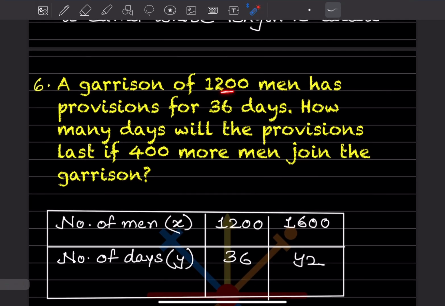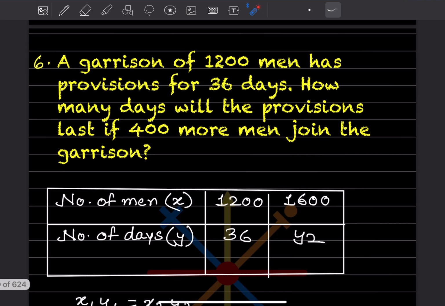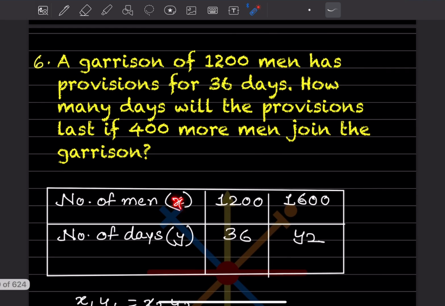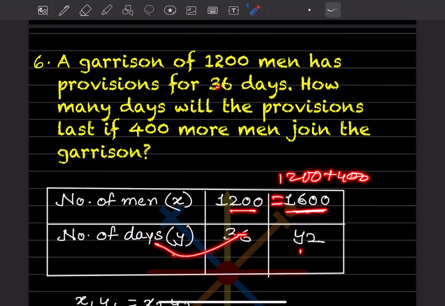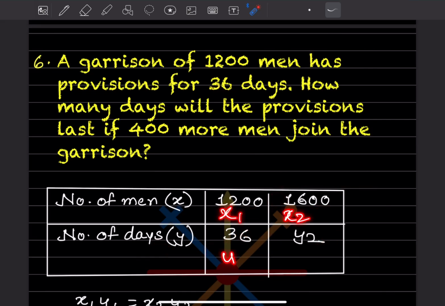A garrison of 1200 men has provisions for 36 days. How many days will the provisions last if 400 more men join the garrison? Here the number of men and the number of days, so this will be x and y. Number of men is 1200 and 400 more men joined, so here should be 1600, 1200 plus 400. The number of days 36 is given, and we don't know this one, y2. This is x1, this is x2, this is y1 and this is y2.